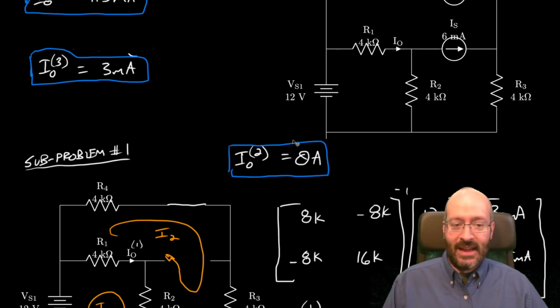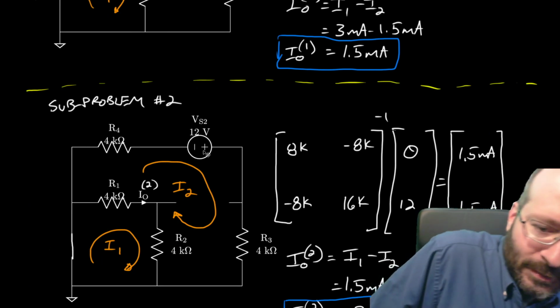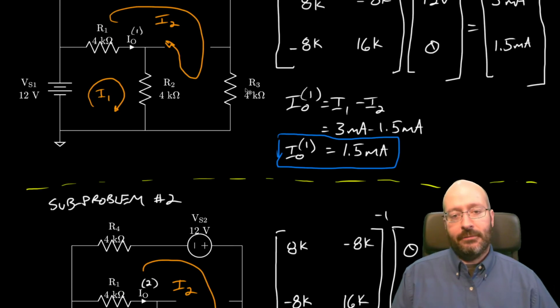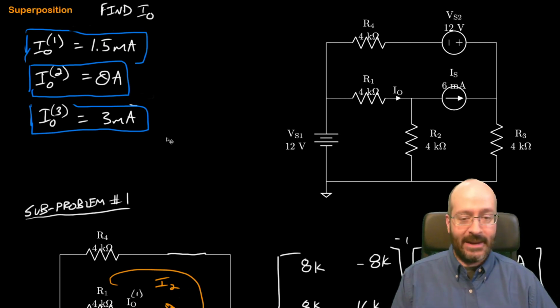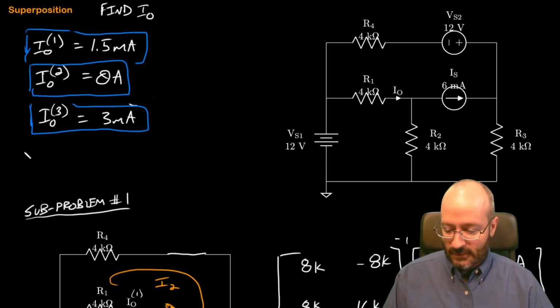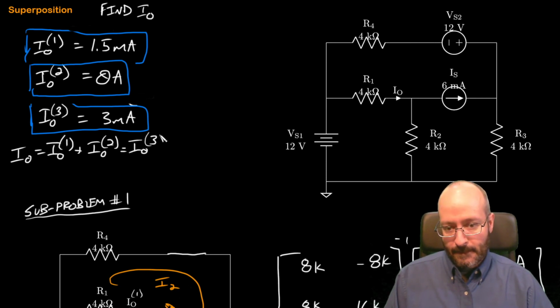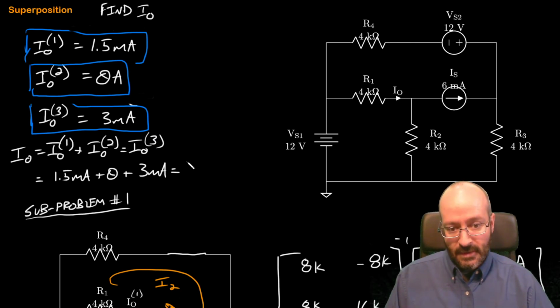Okay. What that's telling me is that supply, whatever supply I was analyzing there, which one? That 12 volt supply doesn't contribute anything to I out. You can make it whatever you want. It's not going to add any current. And that's just because of the way everything's connected. Okay, so in order to do this summation at the end, we say I out is the sum of all three. 1.5 milliamps plus 0 plus 3 milliamps is 4.5 milliamps.